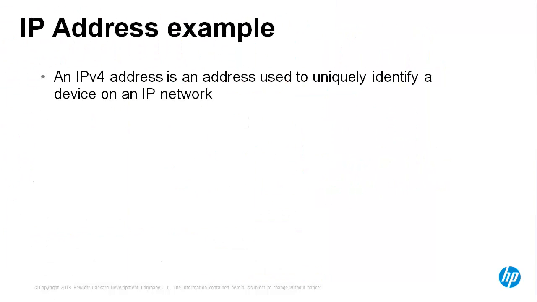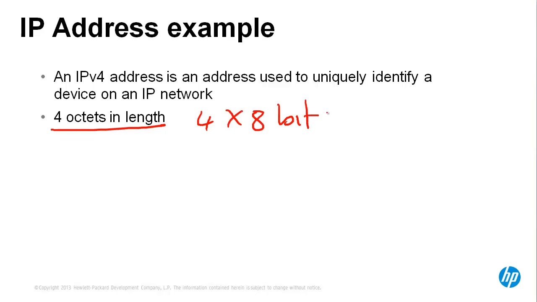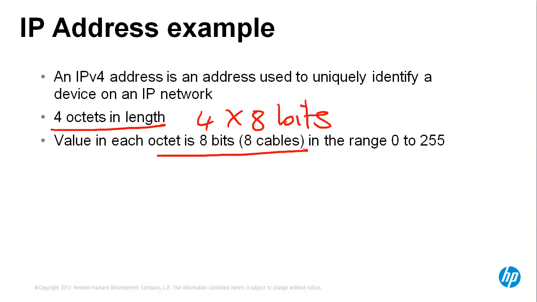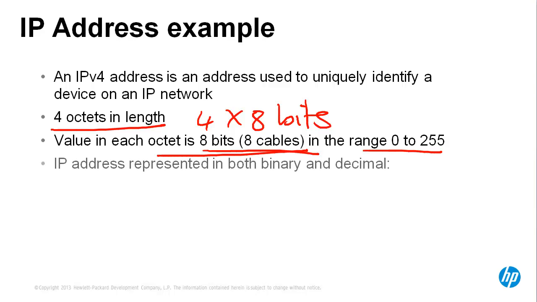Now let's extend our discussion to IP addresses. IPv4 addresses are used to uniquely identify devices in an IP network. IPv4 addresses are 4 octets in length, in other words, 4 times 8 bits. Each octet is 8 bits in length, in the range 0 to 255. Just imagine that a bit is a logical cable that can have current or no current. In other videos, I'm going to explain a lot more about IP addressing and subnetting, but for now just understand that an IP address is 4 octets, in other words 4 times 8 bits.